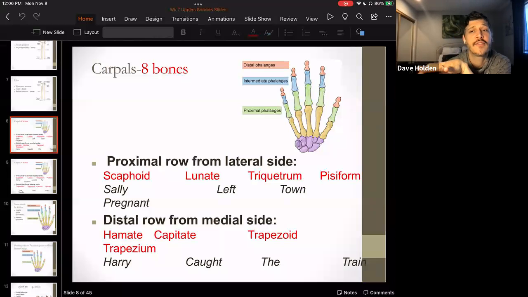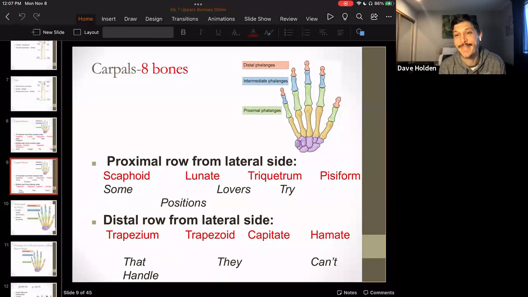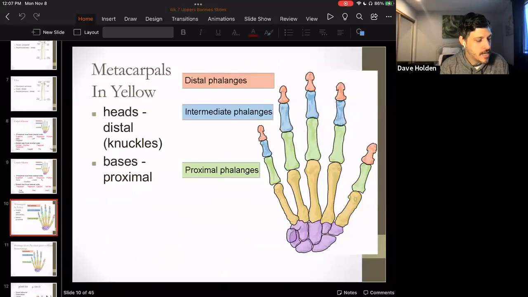So we have several mnemonics we can choose from. We've got Sally left town pregnant, Harry caught the train. It's a funny one. I prefer scared lovers try positions that they can't handle. That's just the one that's stuck in my brain. So all of the carpal joints are going to be gliding joints. They slide in two planes, which gives you these nice gliding movements.